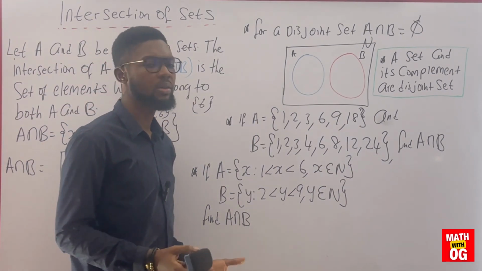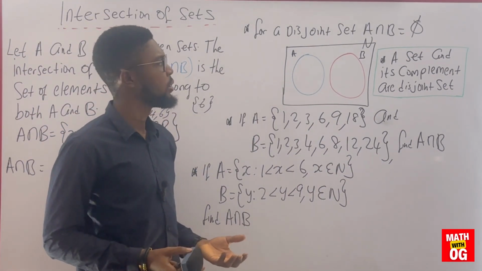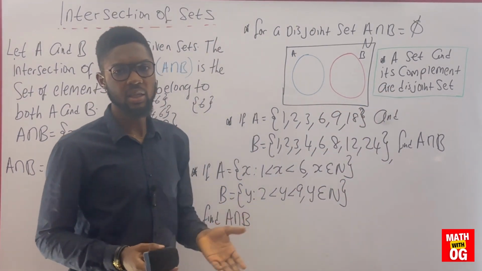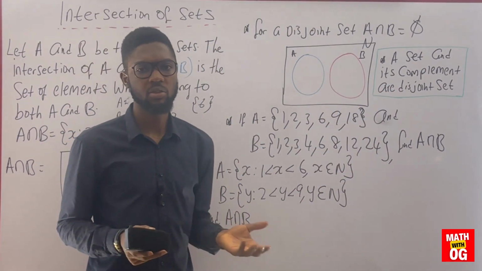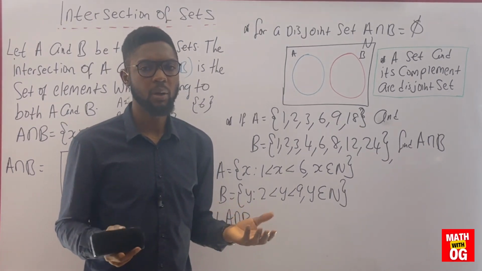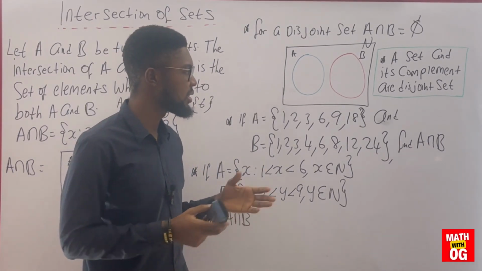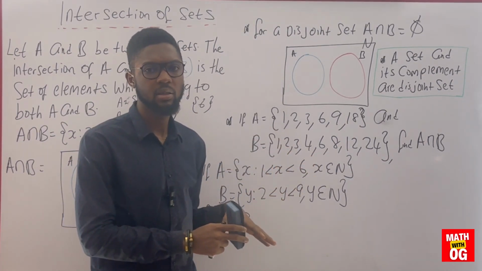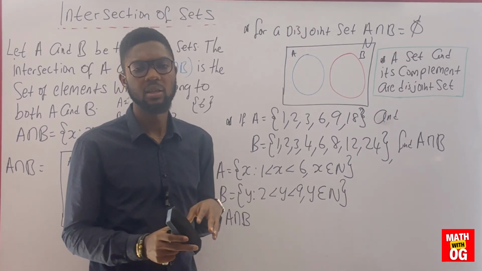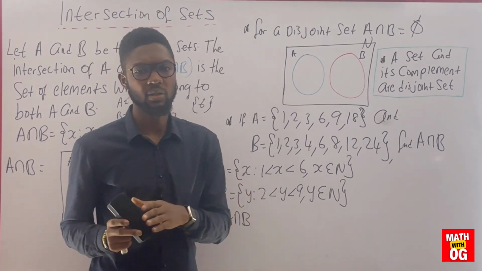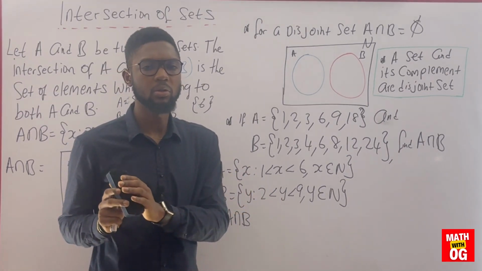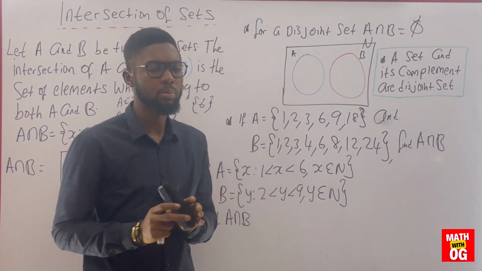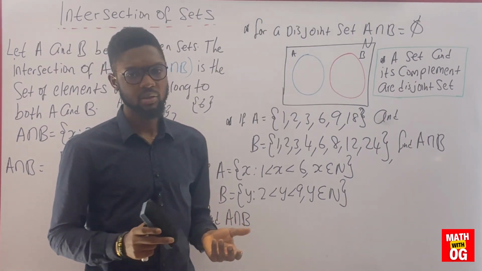Now you may be asking yourself, what are examples of disjoint sets? A set and its complement are disjoint sets. A set A and the complement of set A are disjoint sets. You can recall in one of our previous videos, we said that the complement of a set A are the elements you find in the universal set that are not in set A. So anything that you find in the universal set that is not in set A is the complement of set A. That means everything in the complement of set A is not in set A, and everything in set A is not in the complement of set A. Hence, they are disjoint sets.